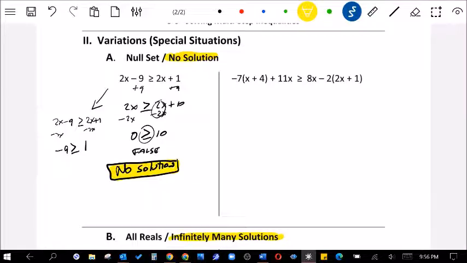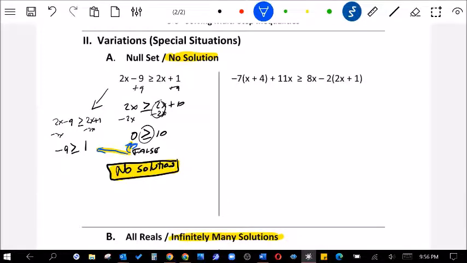Because it's not possible. There's no x value you can put in there for both of those at the same time that will give you an answer that is correct. If I put 0 in as an example, I would get negative 9 is greater than 1. Not equal to 1. Negative 9 is not greater than 1. It's less than. So we'd say no solution. Okay. So false here or false here. False, false.